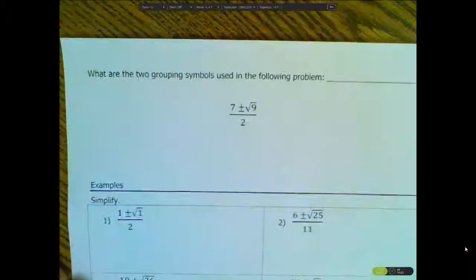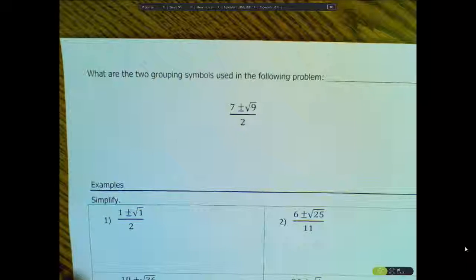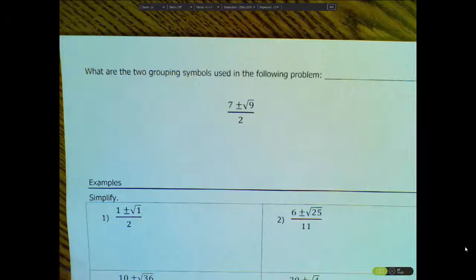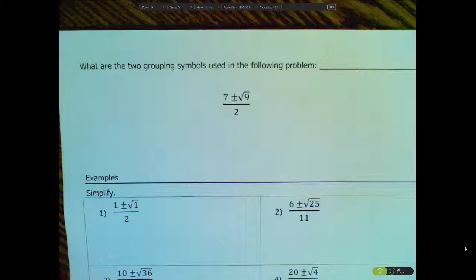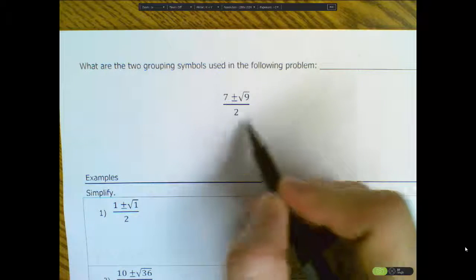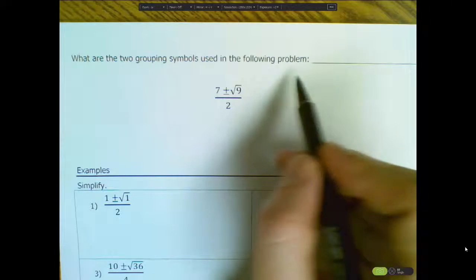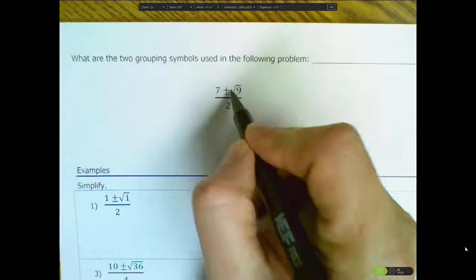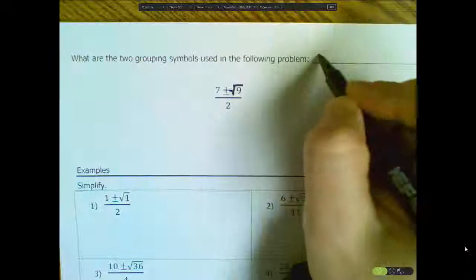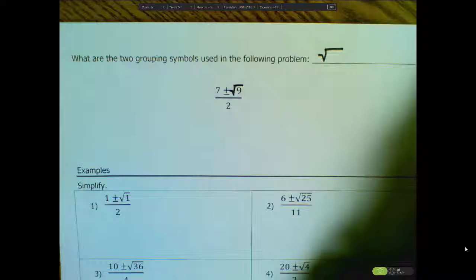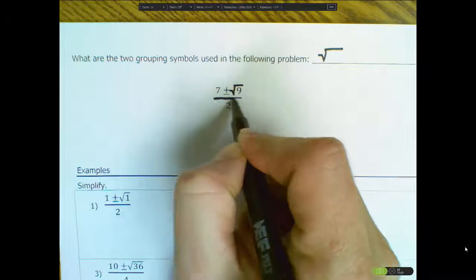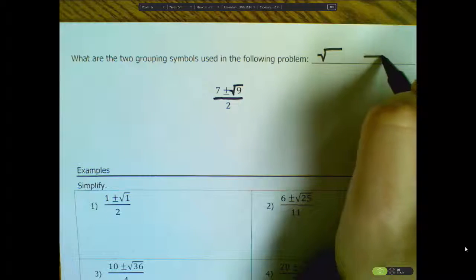Okay, so one of the things that we're going to be breaking down this week is what's called the quadratic formula and just how to perform the order of operations on the quadratic formula. And part of that is being able to simplify this expression here. So the question says, what are the two grouping symbols used in the following problem? There's 2 grouping symbols. One is the radical sign. So the radical sign is a grouping symbol. And then the second grouping symbol is the fraction bar.